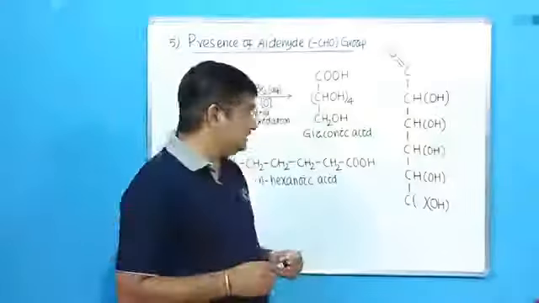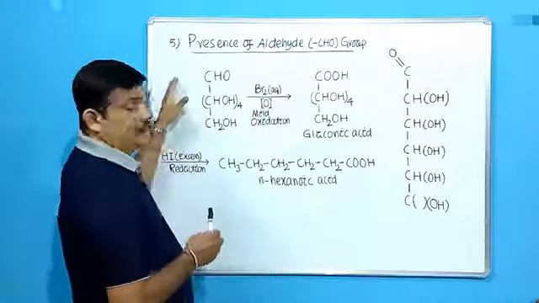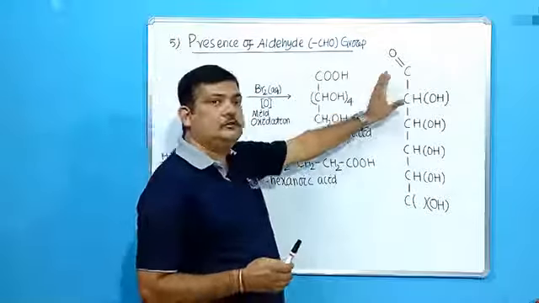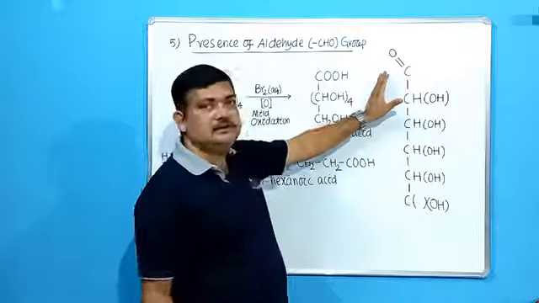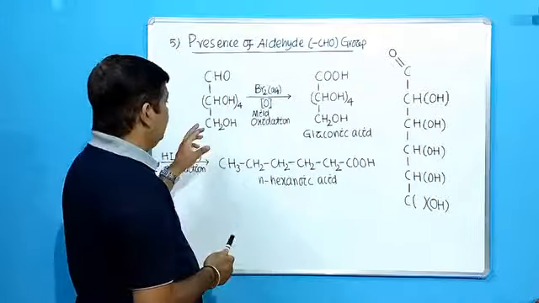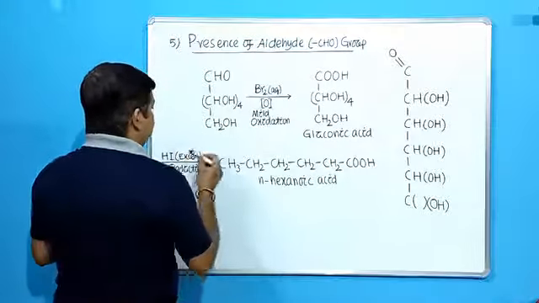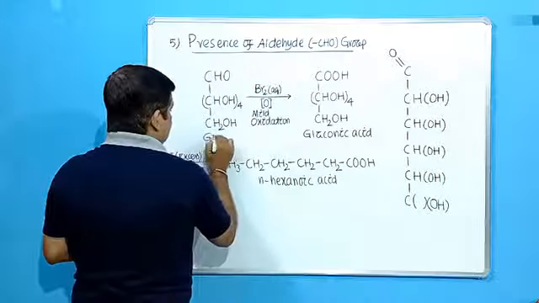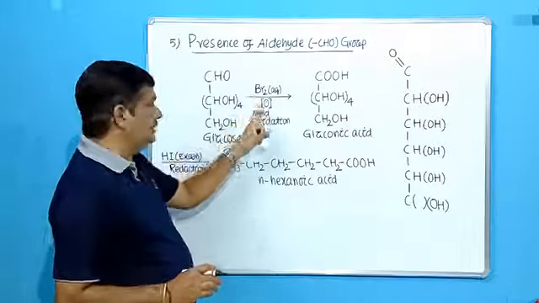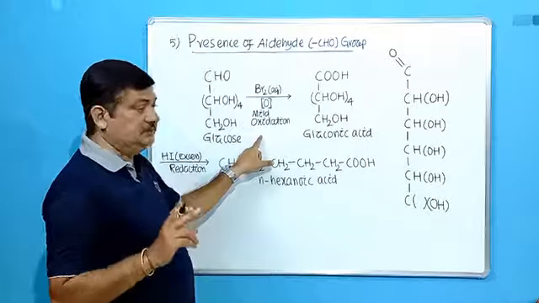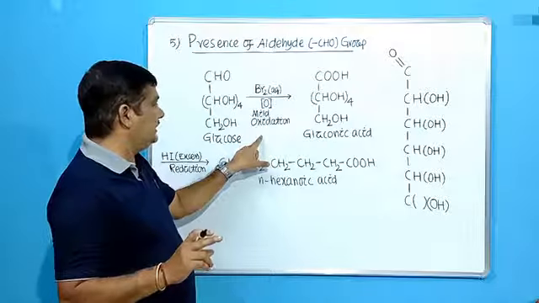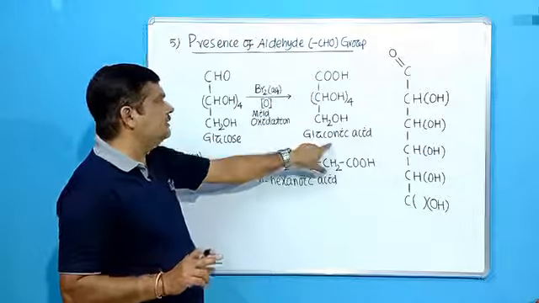Next, students, step number 5, reaction number 5. We have to confirm the presence of an aldehyde group. The presence of a carbonyl group was already confirmed in the previous experiment. Now we have to prove that it is an aldehyde group. When glucose undergoes mild oxidation in presence of bromine water, because bromine water is a mild oxidizing agent, it produces gluconic acid.